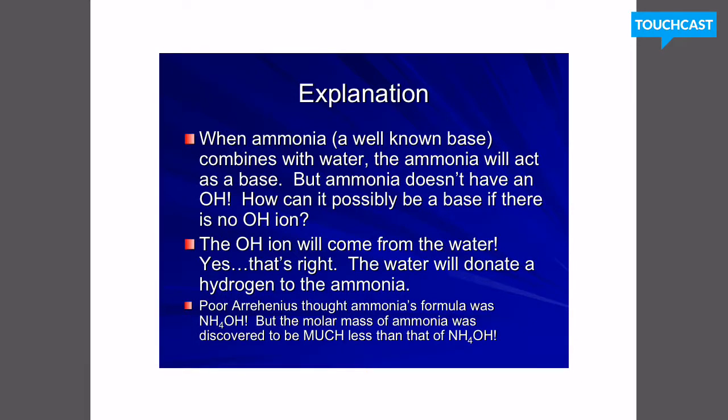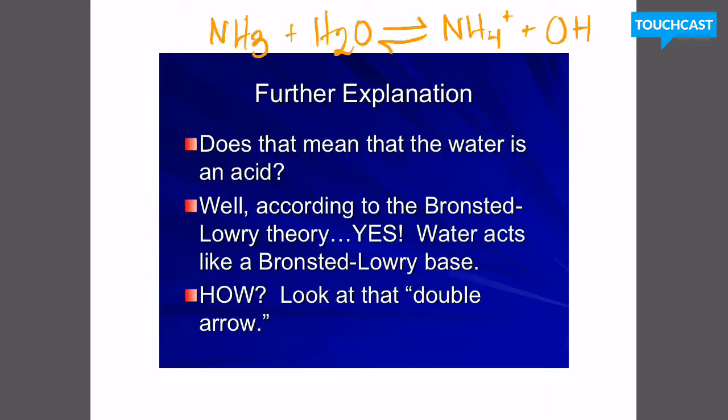So that phenomenon, that process, doesn't really fit into the Arrhenius definition of an acid or a base. I mean, it's producing the hydroxide, but the hydroxide wasn't really easy to find inside of the formula for ammonia. So a new definition actually had to be created, and believe it or not, poor Arrhenius actually thought that ammonia's real formula was NH4OH. Can't say that I blame him very much, but the molar mass of ammonia was discovered to be way less than NH4OH. It was just NH3.